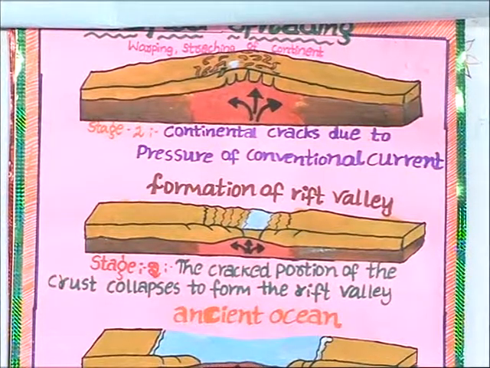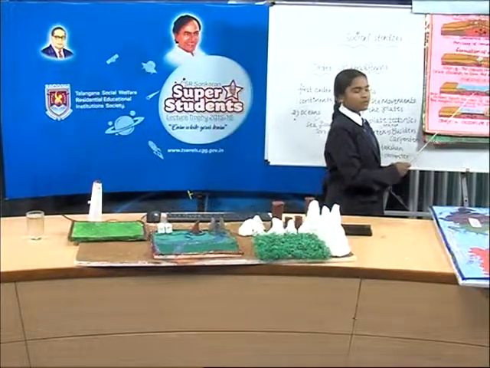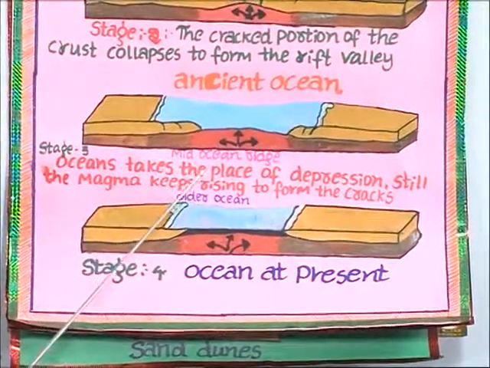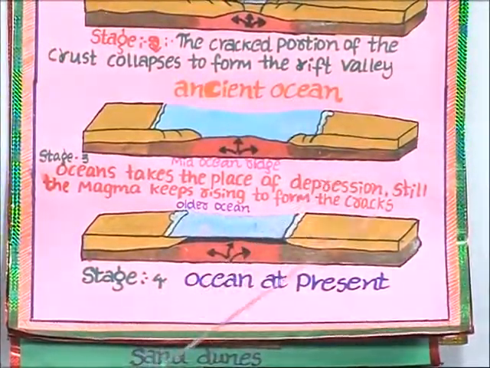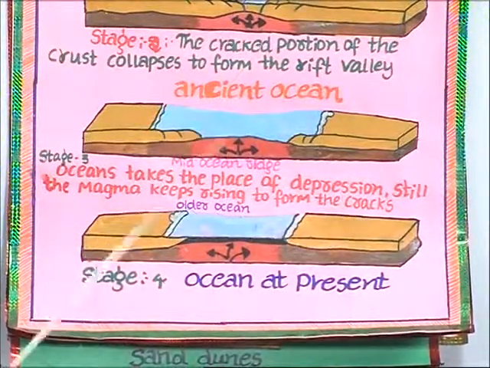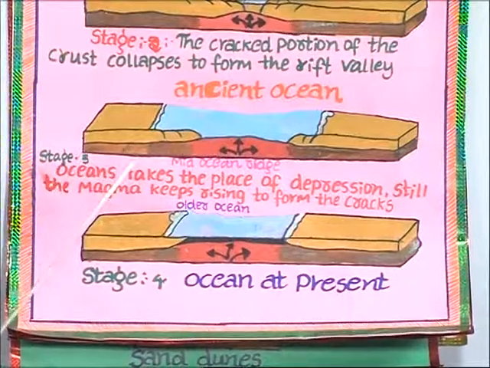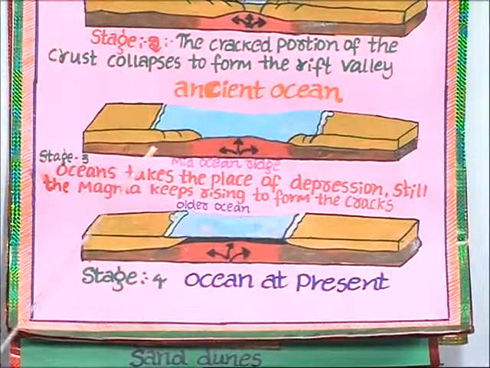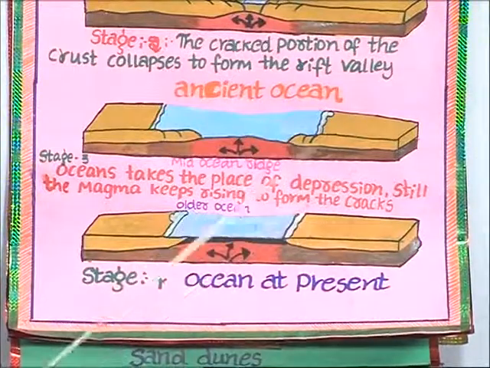And the third stage is ancient ocean, mid-ocean ridge. Oceans take the place of the depression, and still the magma keeps rising to form the rocks. See here friends, the oceans take the place of depression, and the magma keeps rising to form the rocks.